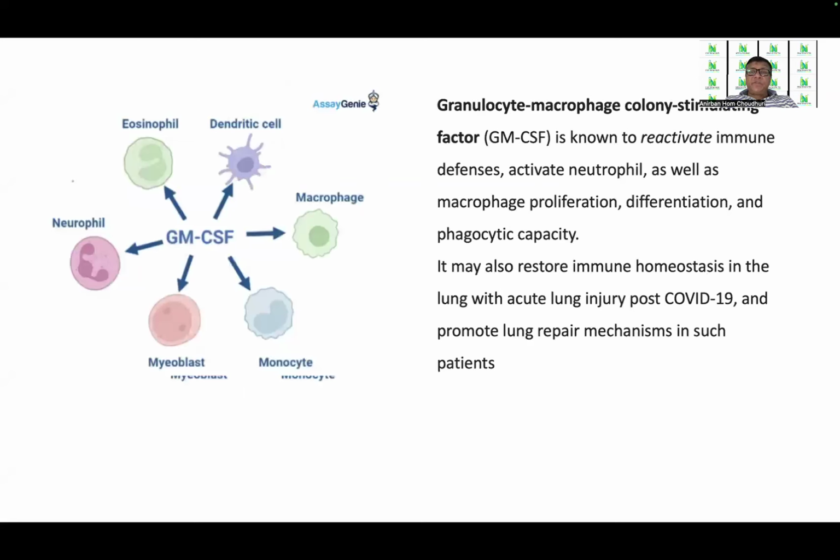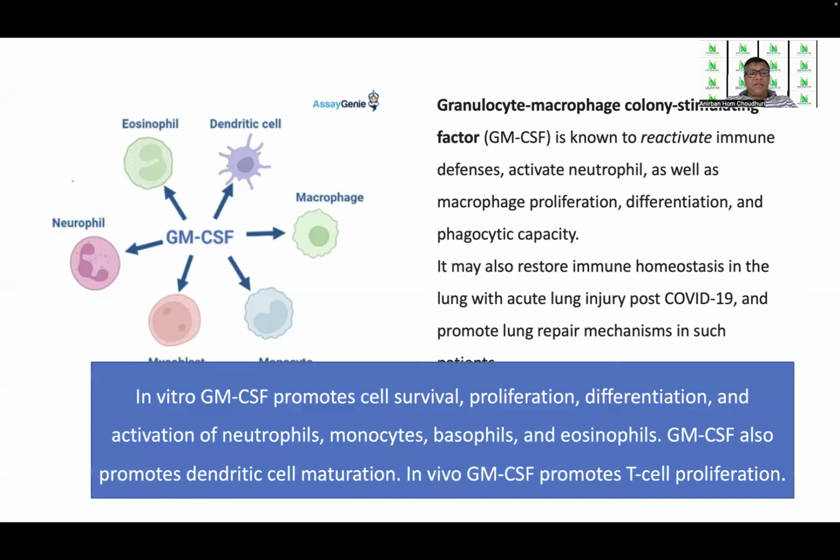Likewise, GM-CSF, granulocyte macrophage colony-stimulating factor, the practice has been borrowed from oncology patients, because GM-CSF is known to reactivate the immune defenses, activate the neutrophils, as well as assist in macrophage proliferation, differentiation, and phagocytic capacity. It may also restore immune homeostasis in lungs with acute lung injury, post-COVID, etc., and promote lung repair mechanisms. And in vitro, GM-CSF promotes cell survival, proliferation, differentiation, etc.